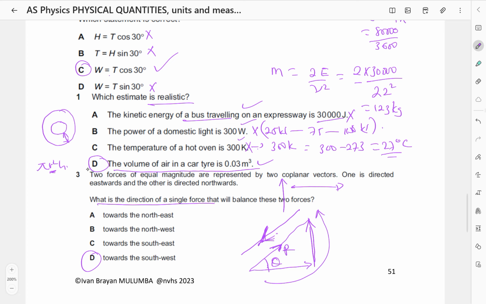This question is not asking for the resultant of the two, but for a single force which cancels out the resultant. If the resultant is in the northeast direction, then the one which cancels it out should be in the southwest, because when you draw the compass like this, northeast, then the other one should be southwest. So the answer is D.